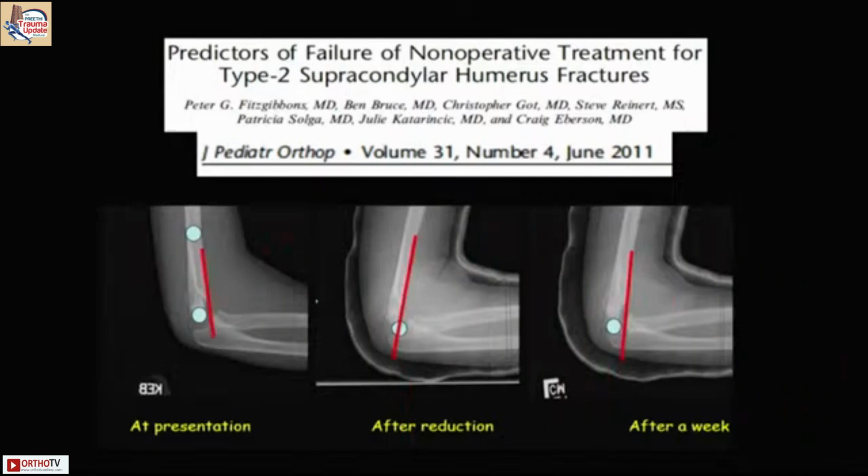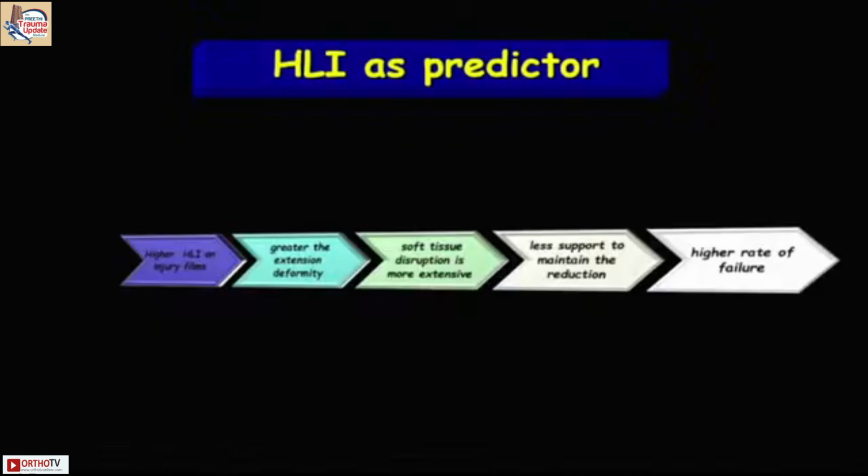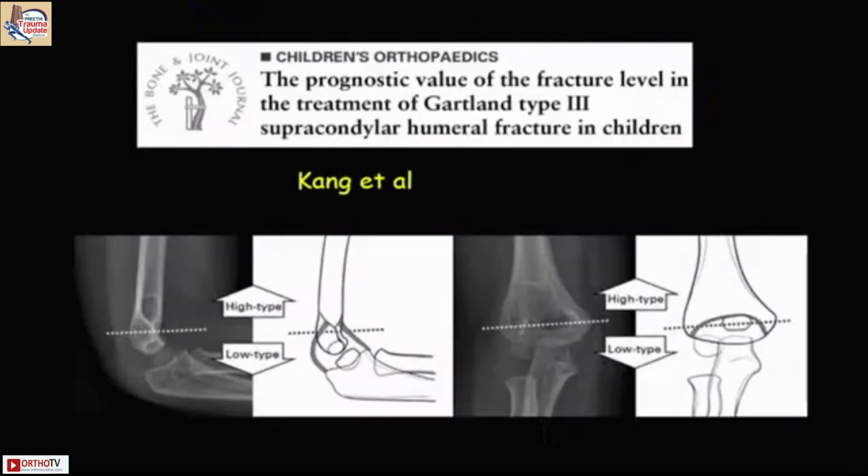So, the anterior humeral line index at the time of presentation is very important. At the time of presentation, if it is not touching the capitulum, it means already there is a hyperextension. If there is a higher anterior humeral line index, then it means the extension deformity at the time of presentation is higher. It means the soft tissue disruption is also extensive. If there is extensive soft tissue disruption, then there is less support to maintain the reduction. So, there is a very high rate of failure. So, always believe the X-ray at presentation, not the closed reduction X-ray.